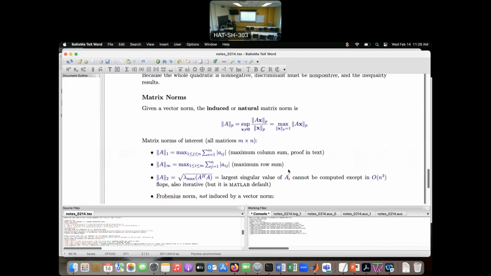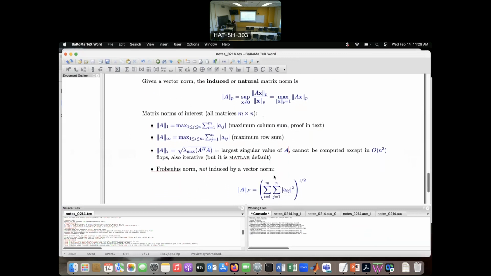Okay, there's one other matrix norm of interest. It's called the Frobenius norm. Now, the Frobenius norm is actually pretty straightforward to compute. It's like the one norm and infinity norm. It's like if you took the matrix A and you flattened it into a vector and then took the two norm of that vector. So you're taking the sum of squares of the absolute values of all the entries of A, adding all of them up, and then taking a square root.